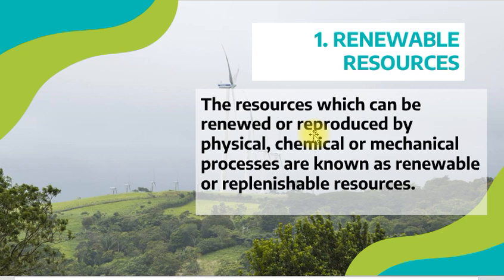So first type is renewable resource. Renewable means जो बार बार renew होता रहे उसको renewable resource बोलते हैं, simple terms में. So these resources are reproduced by physical, chemical or mechanical processes and they are known as replenishable resource or renewable resource. For example, जैसे soil है, soil is also a renewable resource, but it takes a lot of years to generate the soil. Okay, so that is why it is precious.